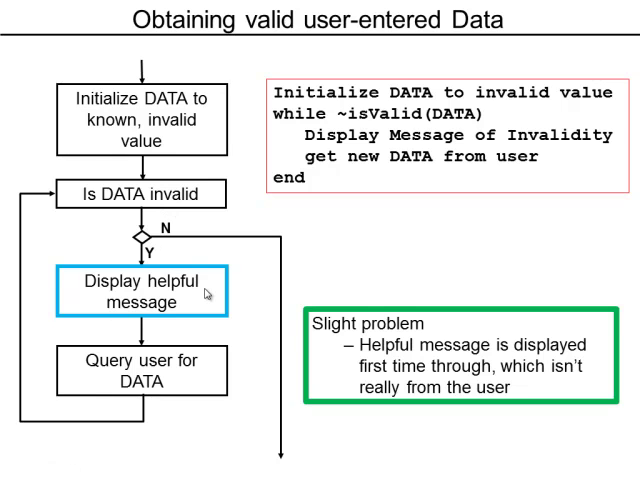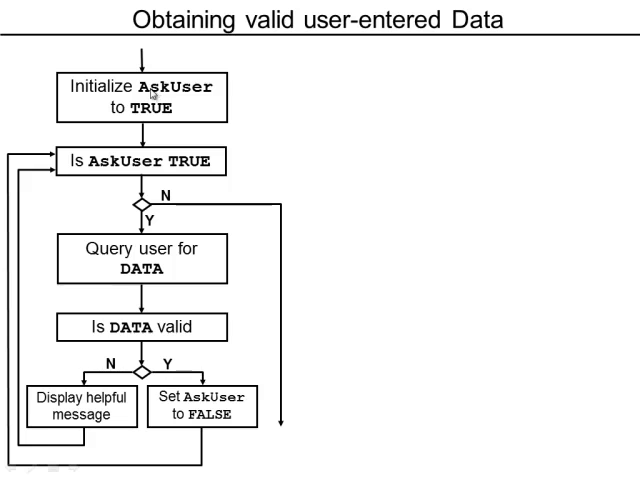So what we need to do is make this slightly different. Let's initialize a variable that we'll define called askUser to be true. Then the loop goes in, it says, is askUser true? The first time it is true. So if it's true, query the user for data, see if it's valid. If it's not valid, display the helpful message and go back. If it is valid, set askUser to false and go back. Now on this time back, is askUser true? And the answer will be no, and you'll exit.